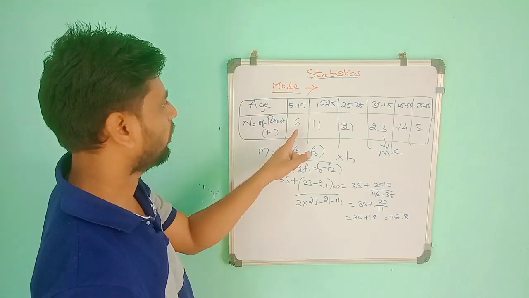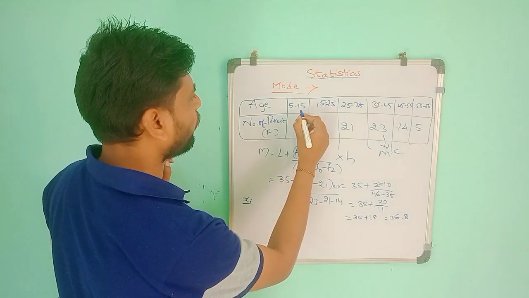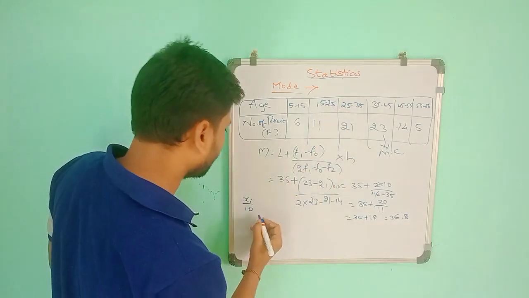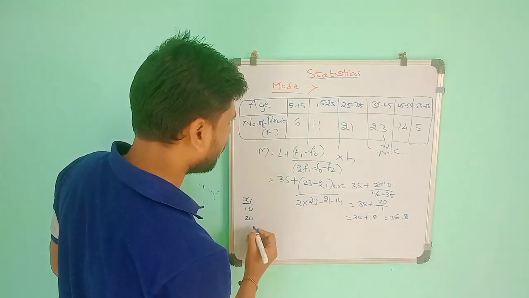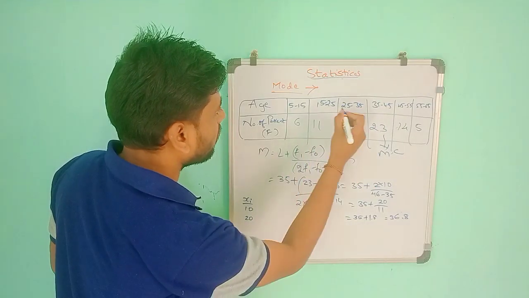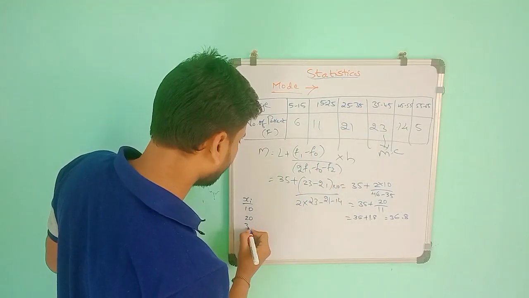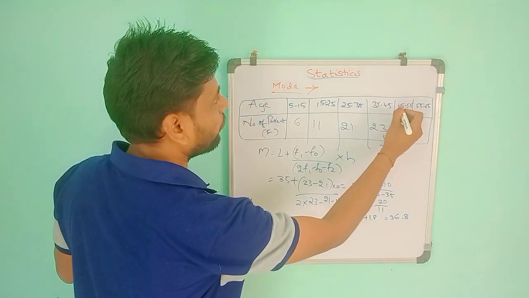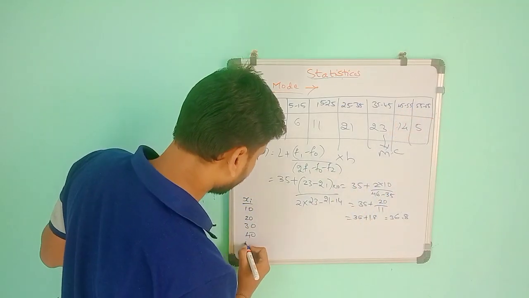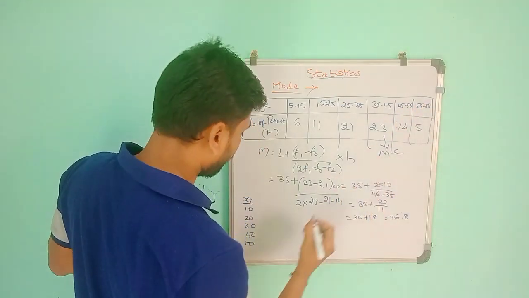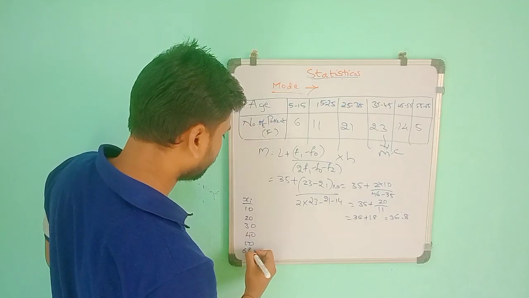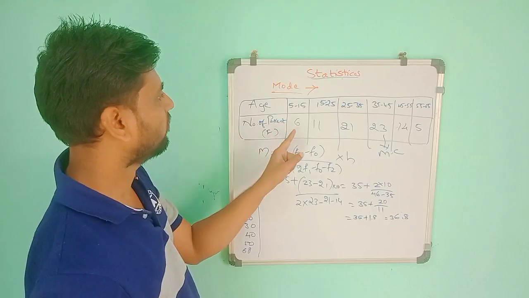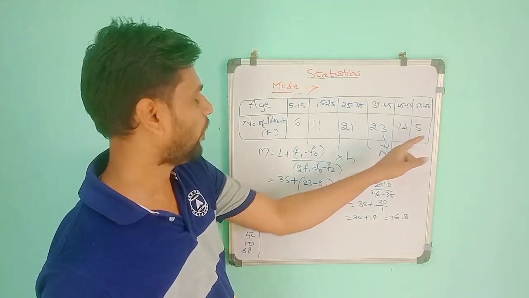So xi for the first one, 5 to 15: 15 plus 5 is 20, by 2 is 10. Next, 15 to 25: 40, means 20. Then 25 to 35: 60, means 30. Then 35 to 45: 80, means 40. Then 45 to 55: 100, means 50. And 55 to 65: 120, means 60. So you got the xi midpoint values as 10, 20, 30, 40, 50, 60, and the frequencies are 6, 11, 21, 23, 14, 5.